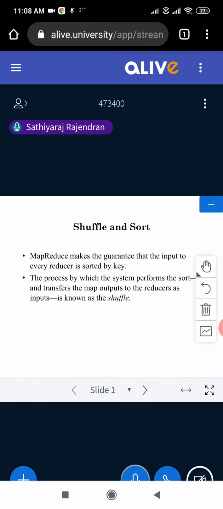As a result, you can see there will be a single word with a value. That means the number of times it is repeated, and it is what is called shuffle and sort. Shuffle is the process that happens in between, where the output that you are getting from map is fed as input to the reducer or combiner.